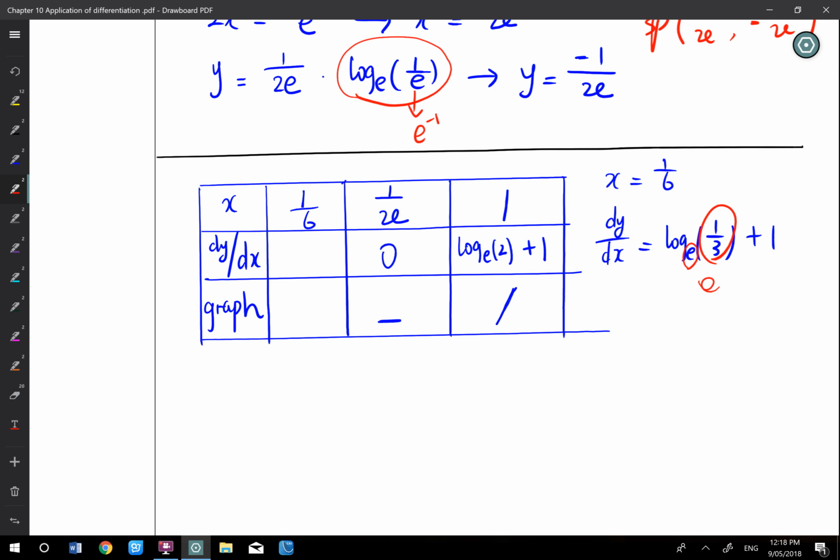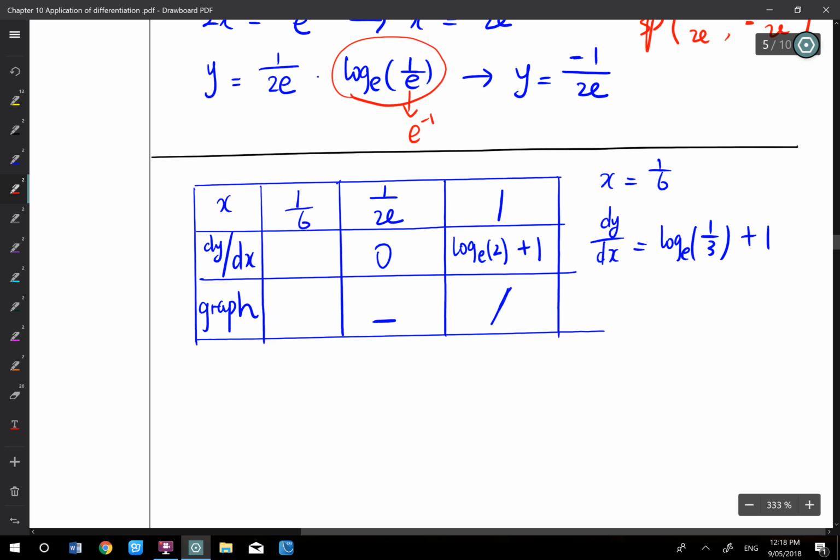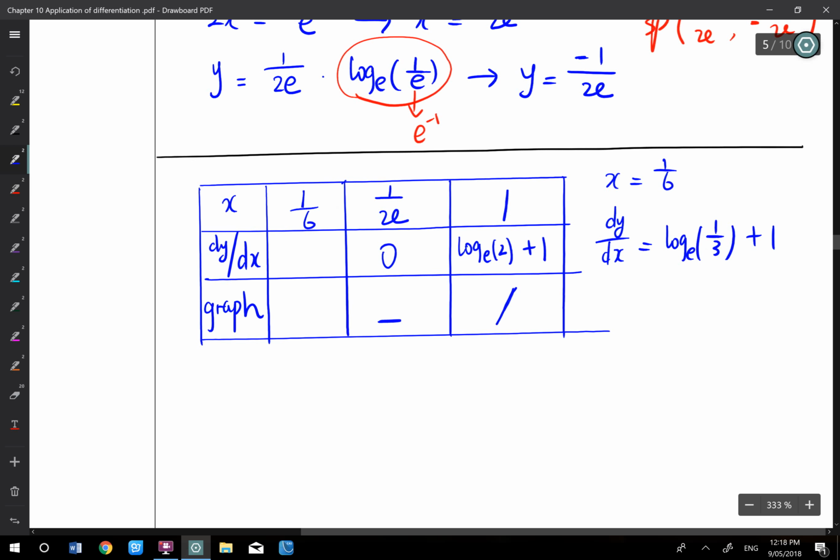Okay, this is a negative number, but I don't know how negative it will be. So I can't say directly whether it's less than -1 or greater than -1. I can't tell that yet. Well, there's one way we can do it. What we can do is make this become 1 minus log e 3. Right? I put the negative into the front.